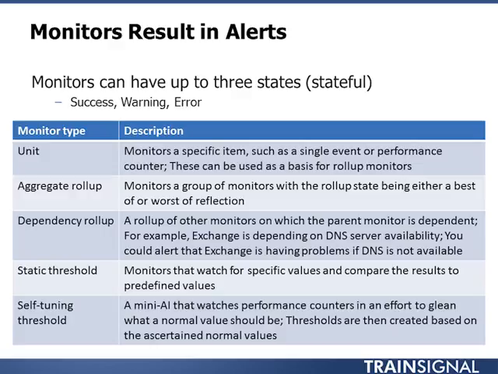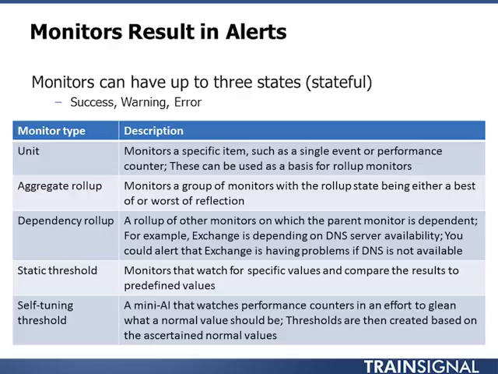We then have what are called static threshold monitors, and these are monitors that watch for specific values and compare the results to predefined values that you create. And then we have what's called a self-tuning threshold. This is basically a mini AI, a mini artificial intelligence built into Operations Manager that watches performance counters in an effort to glean what a normal value should look like. Basically, what happens at that point is thresholds are then created based on the ascertained normal values.